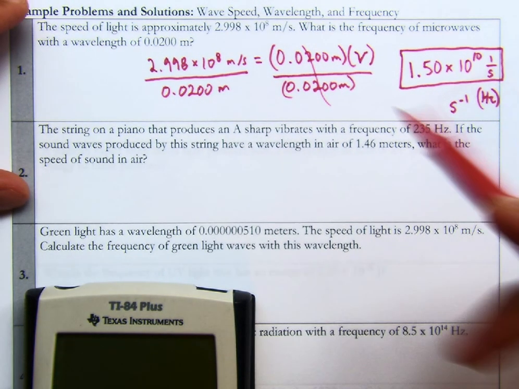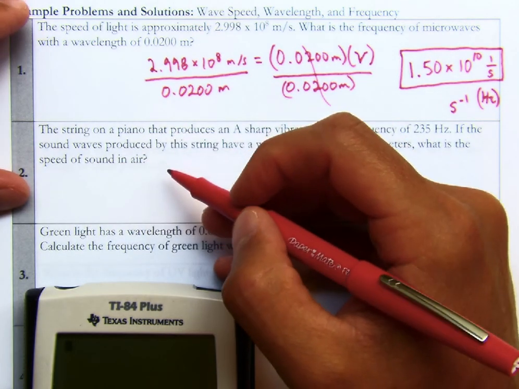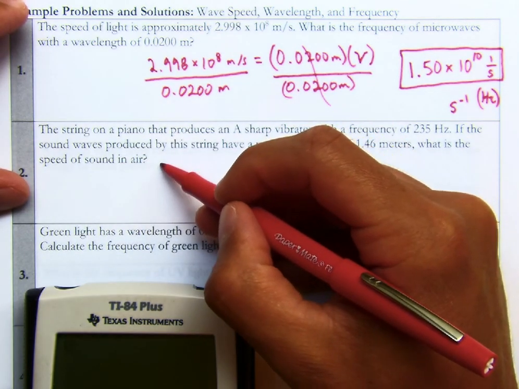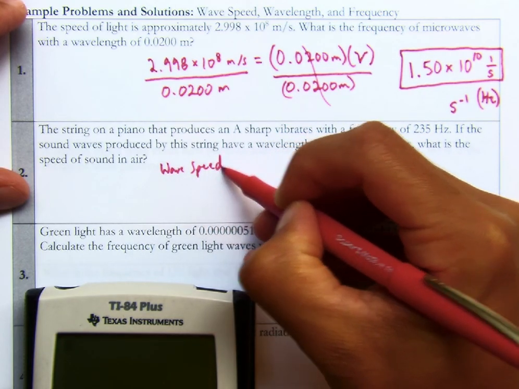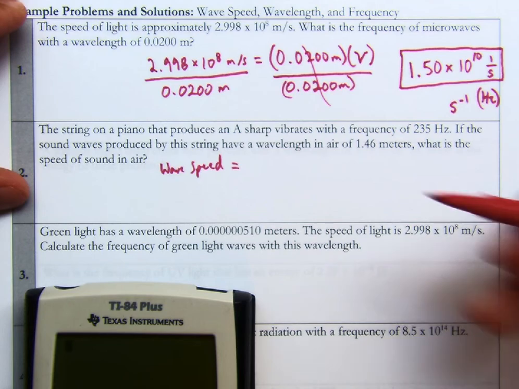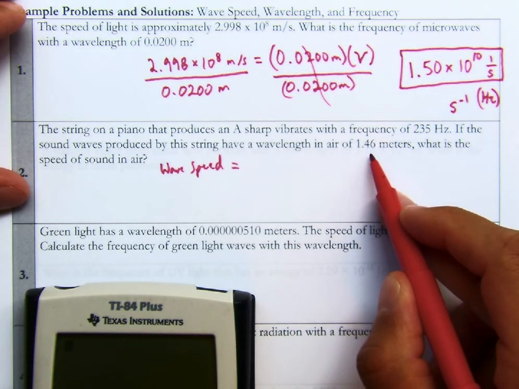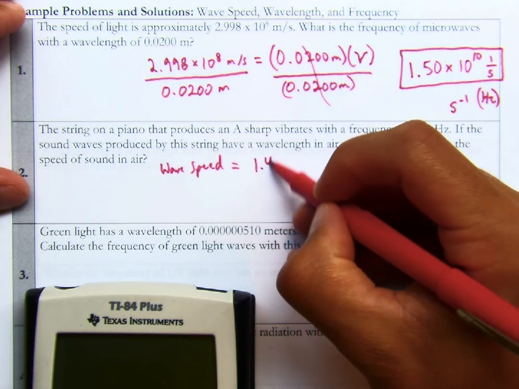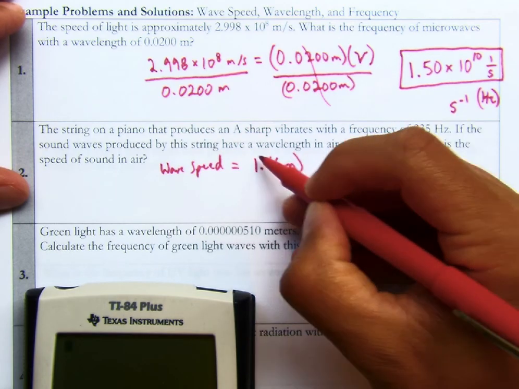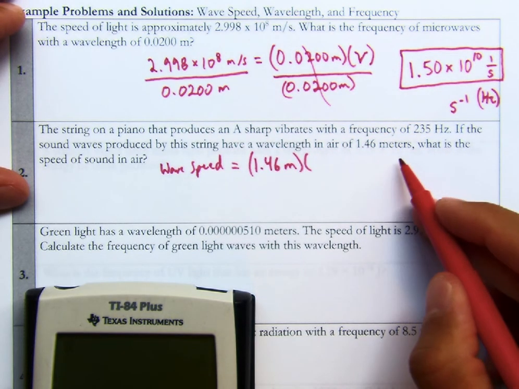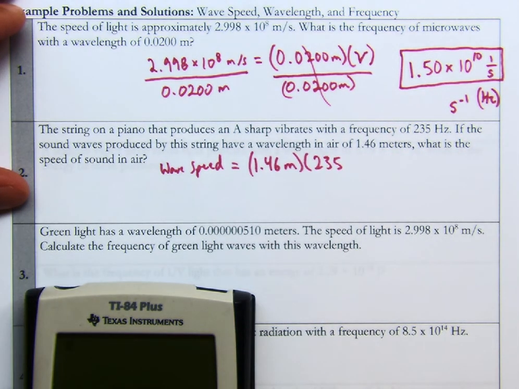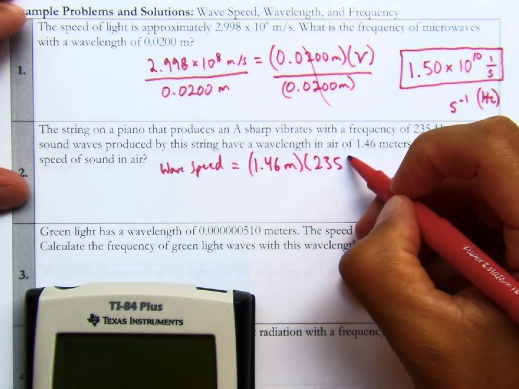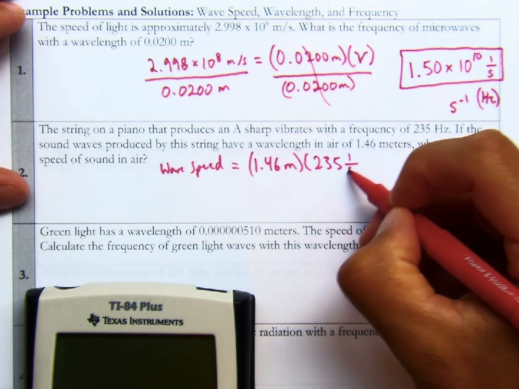They're asking us for the wave speed. The wave speed is going to equal the wavelength times frequency. They give us the wavelength, 1.46 meters, and they give us the frequency, which is 235 hertz. Now, again, just for our sake of units, hertz is inverse seconds, 1/seconds.